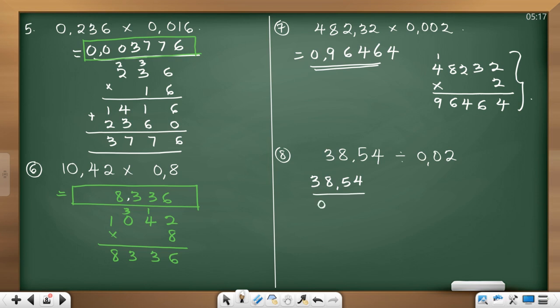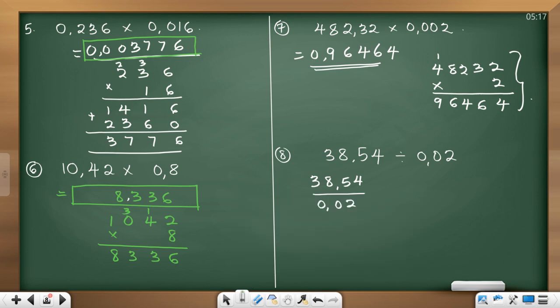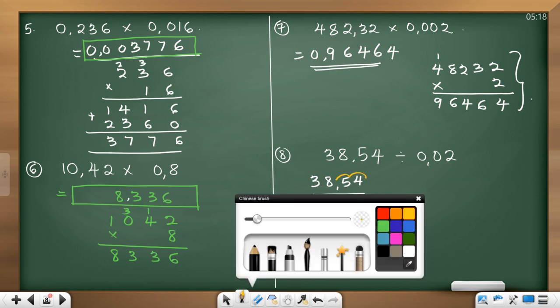38,54 over 0,02. Your focus is to make the denominator a whole number. You're focusing on the denominator. And to make it a whole number is to put the comma here at the end. And I see that I need 2 jumps. So if I jump twice at the bottom, I'm also going to jump twice at the top.